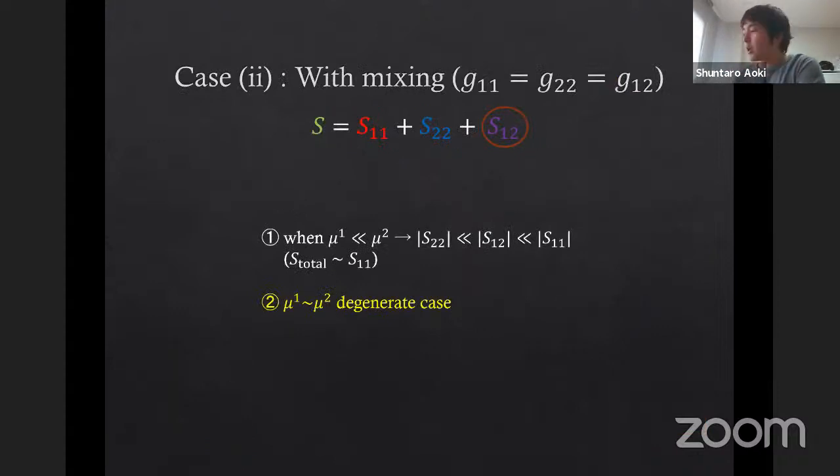So okay, let's move to a more interesting situation, case 2. Case 2 contains mixing, and just for simplicity, I choose a universal coupling constant in this way. And I introduce the purple color to denote the mixing term, S12. As I said several times, if there is a big hierarchy between masses, the lighter mode dominates. I omit this situation and just focus on the degenerate case.